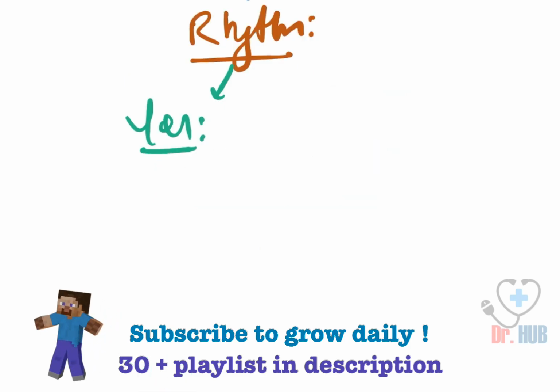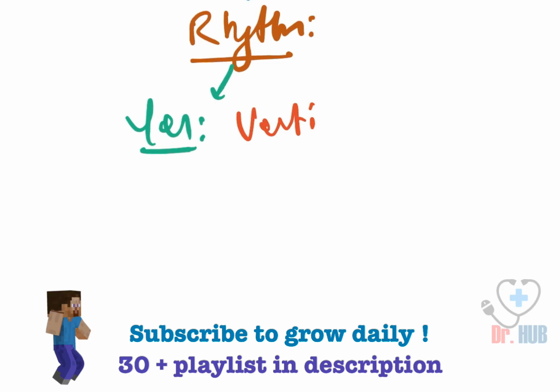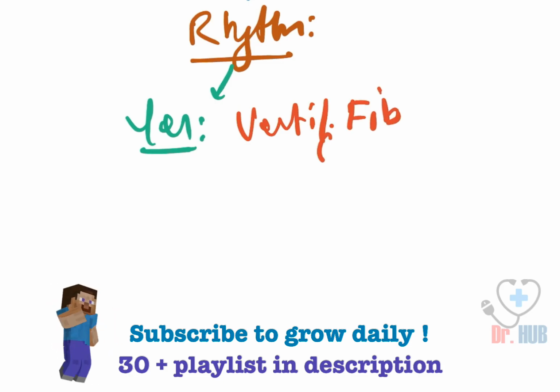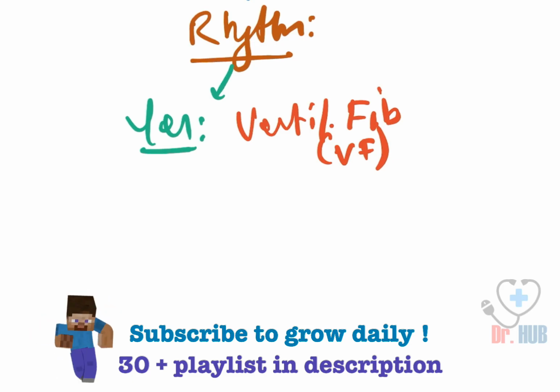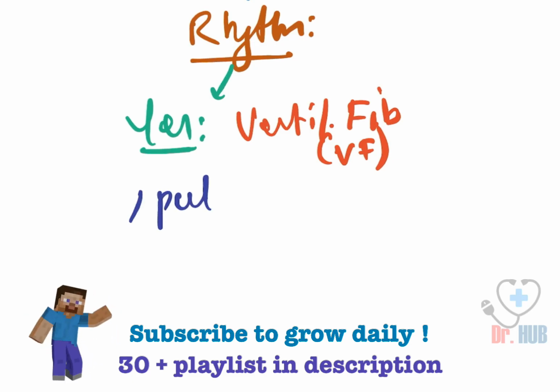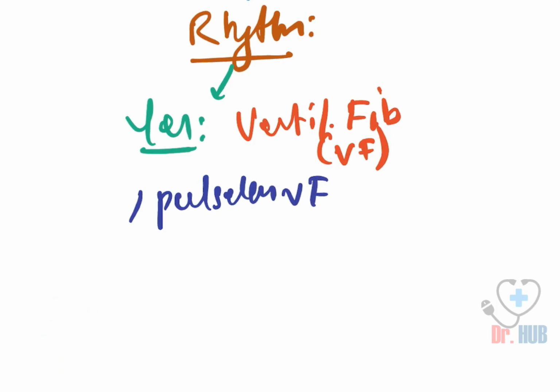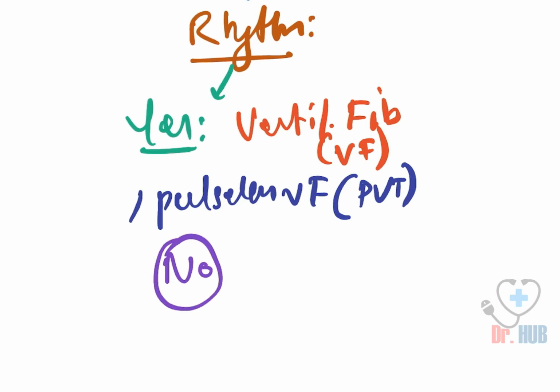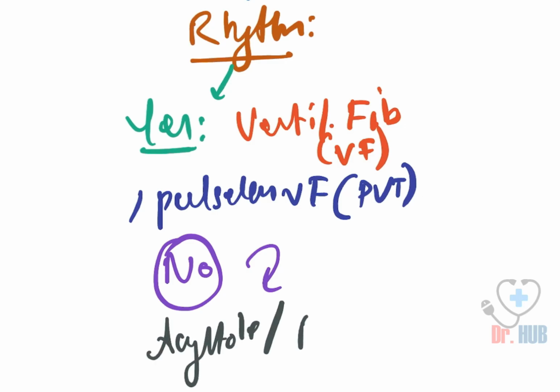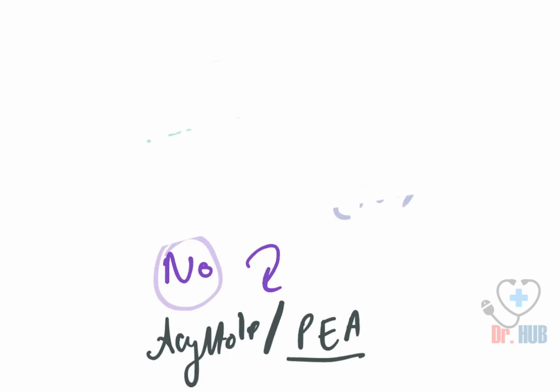So in case the rhythm is yes, it is shockable. This refers to ventricular fibrillation, that is the VFib, or pulseless ventricular tachycardia, that is the PVT. Next case, no, the rhythm is non-shockable. In this case, it refers to asystole as well as pulseless electrical activity, that is PEA. So now we are going to dive in detail.